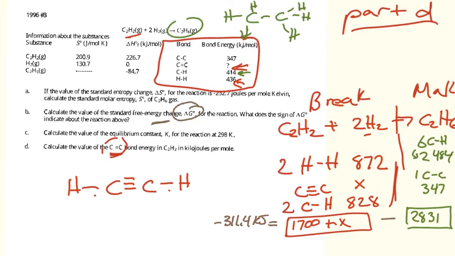So now all we have to do is solve for x. And when they solve for x, it looks like the answer is 820 kilojoules. When you do the test, though, you're not going to leave this as x. You're going to say that this is the bond enthalpy or bond energy, either one. You're going to label it of the carbon-carbon triple bond.